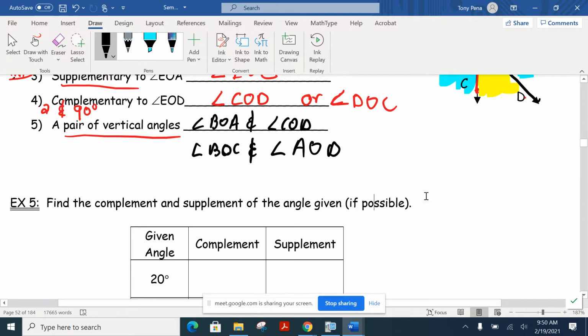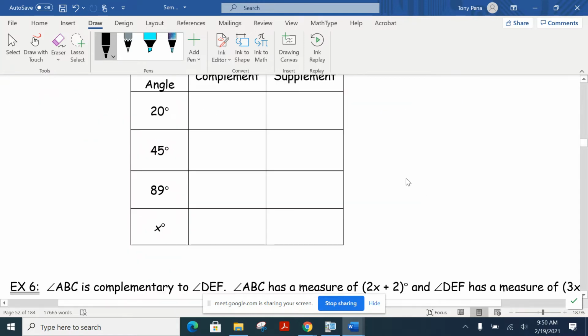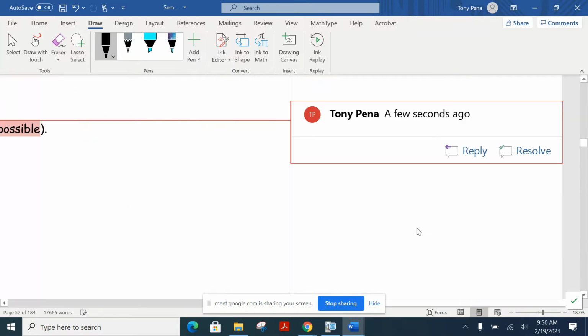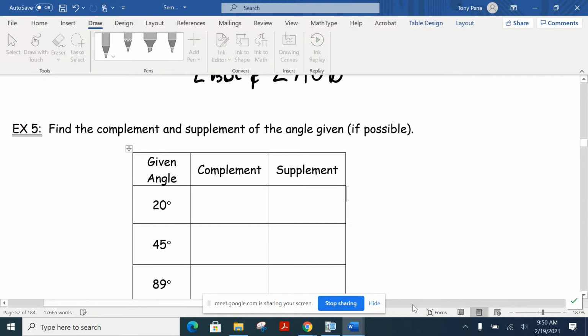Now, this is easy. So this we're all going to think is easy. Oh boy, what just happened there? I just made a comment.